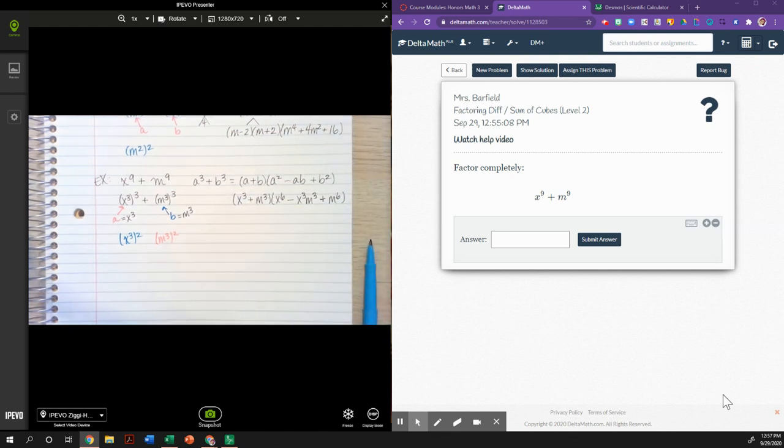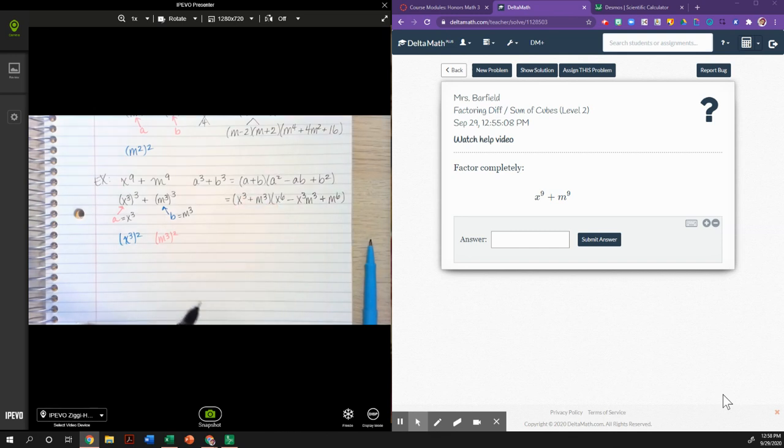Because we're factoring completely, I need to take one of these or both of them, and I may need to factor again. Well, right here, x to the third plus m to the third. This is what we worked on in our first video. So now we're going to focus again on using that. It's possibly going to be embedded in this one.